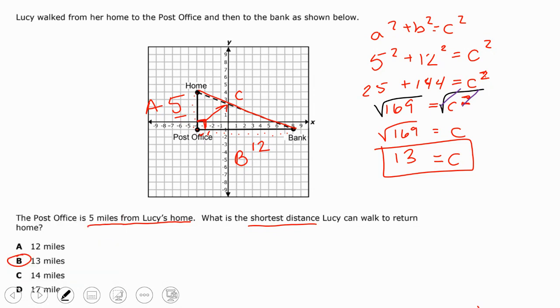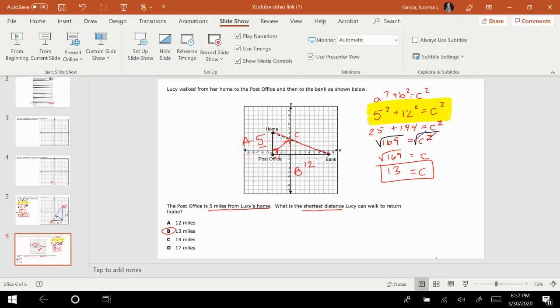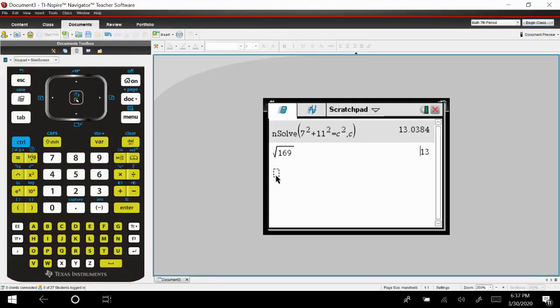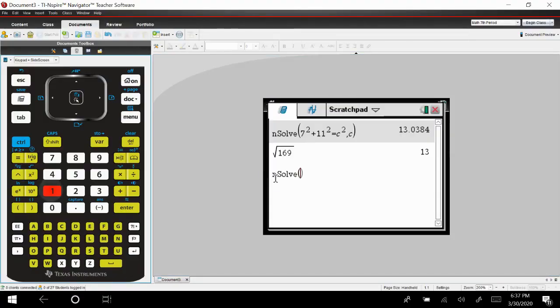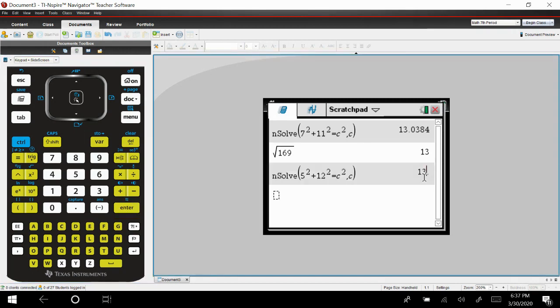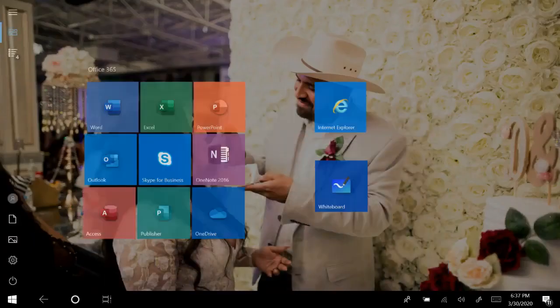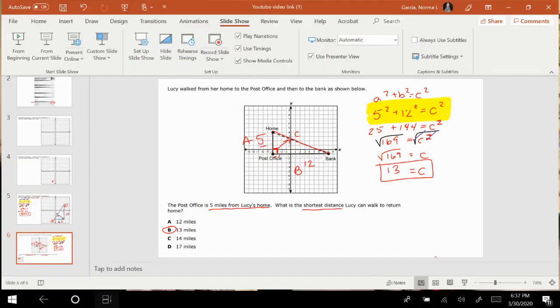And like I said, you can always go back in and double check yourselves by taking this portion and putting that into N-Solve. So let's go there. We're going to go menu 3-1 for our numerical solve. 5 squared plus 12 squared equals c squared, comma c, so that we know that we're looking for the letter C, and gives me the same exact answer. And that is how we use the Pythagorean theorem to find the distance between 2 points on a graph.